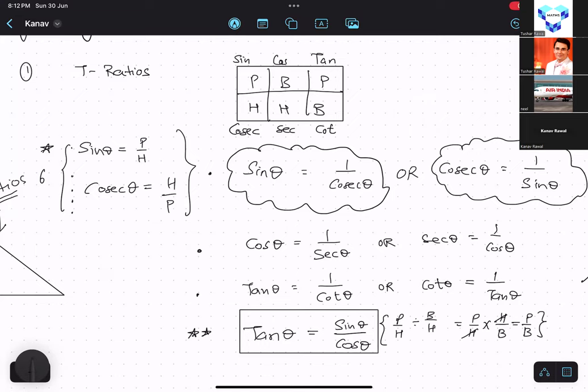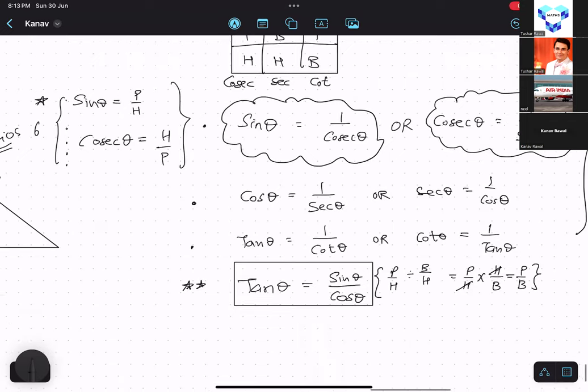Understood? So they may not ask you to prove it, but if they ask you to prove it, this is the proof. Sine theta is P upon H, cos theta is B upon H. If I divide it, I will get P upon B. That is why the formula of tan theta is P upon B. Very important: the tan theta formula is sine upon cos.